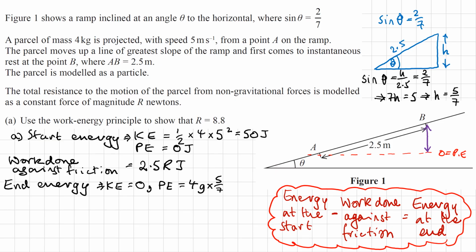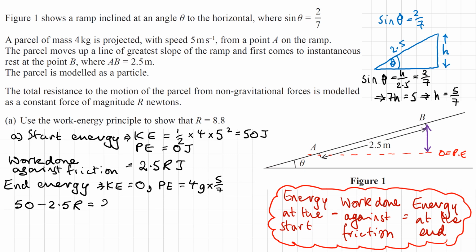So now I can write my work energy principle equation out, which is going to be 50, total energy at the start, minus the energy that I lose, which is 2.5 R, will give me the energy at the end. And let's actually work this out. 4 times 9.8 times 5/7. Let's see if we get an exact answer. Yes, we do. We get 28 here.